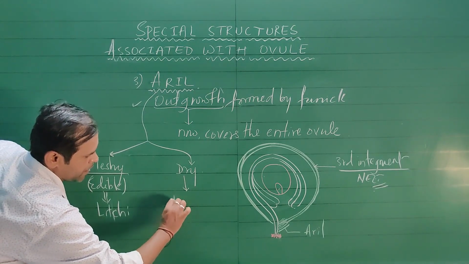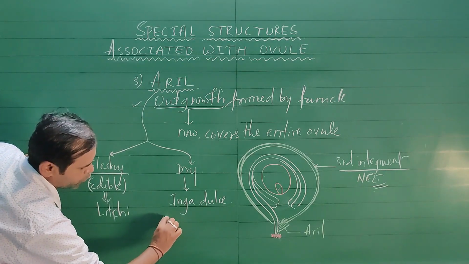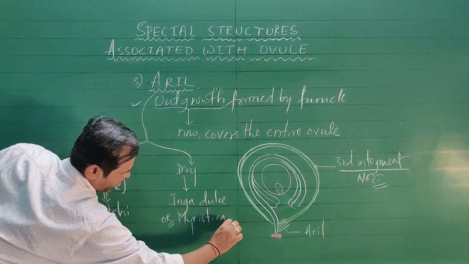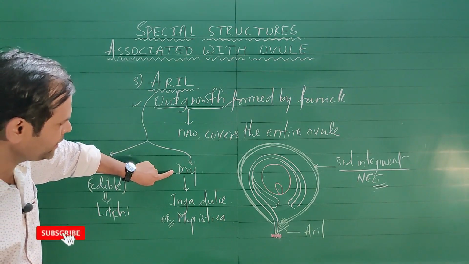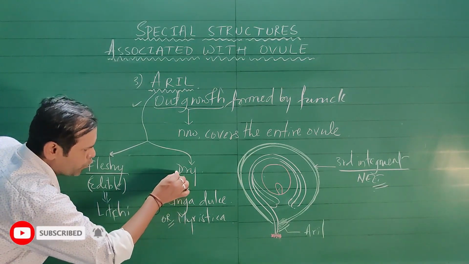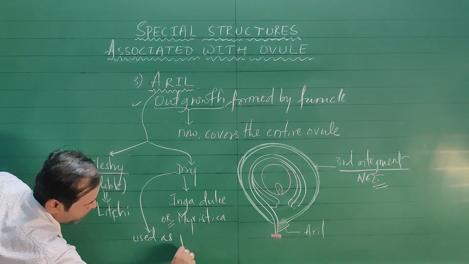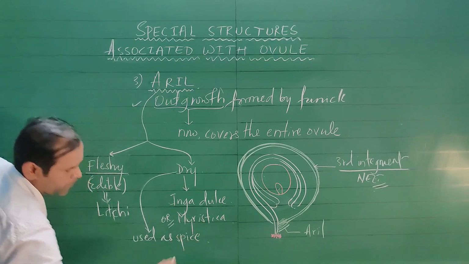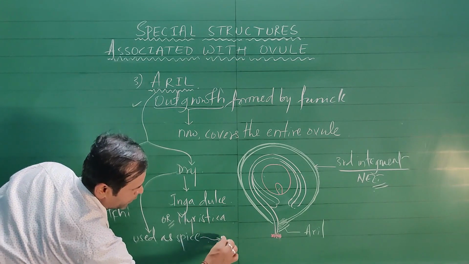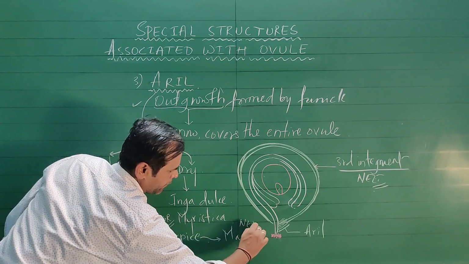In case of Myristica, in this plant, the aril is dry. Now this dry aril is used as spice. Remember, it is used as a spice (मसाले के तौर पर इसको यूज किया जाता है). And the spice is known as mace. One of the important NEET level questions.